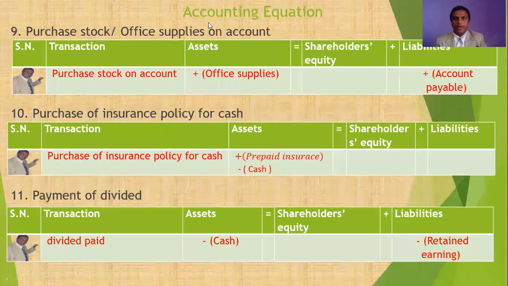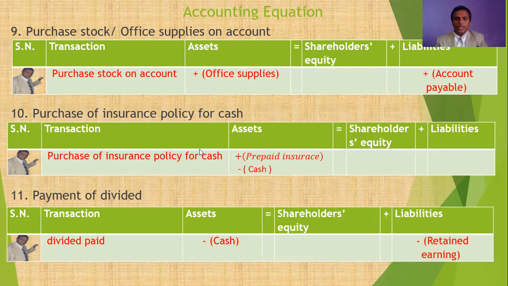Next, number 9. Purchase of stock, supplies, or merchandise on account. Account means credit transaction. Purchase of stock: what's coming? Stock is coming. Purchase of office supplies: what's coming? Office supplies are coming, which are related to assets, so assets increase. On account, a credit transaction, is related to liabilities, and money must be paid. Account payable must be paid. So liabilities increase: assets increase and correspondingly liabilities increase.